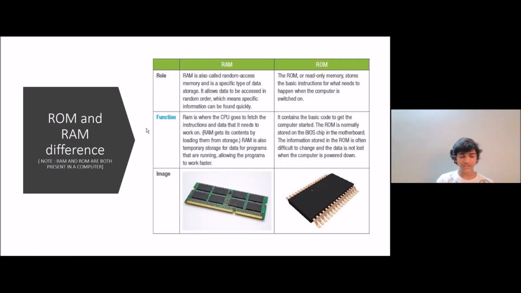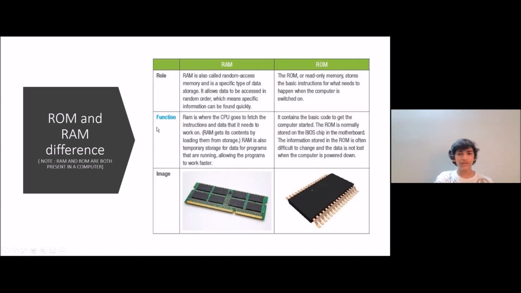So it'll be in jumbled order. It won't be neatly assembled. It's in random order, which means specific information can be found quickly for the application. And ROM, or read-only memory, stores the basic instructions for what needs to happen when your computer is switched on, or during booting time, like I have explained.